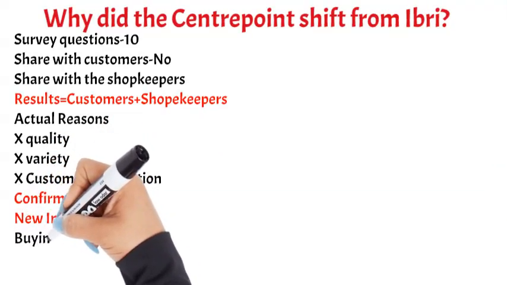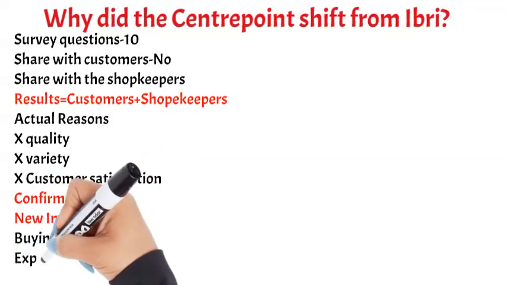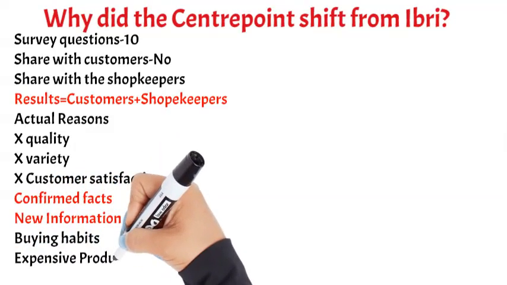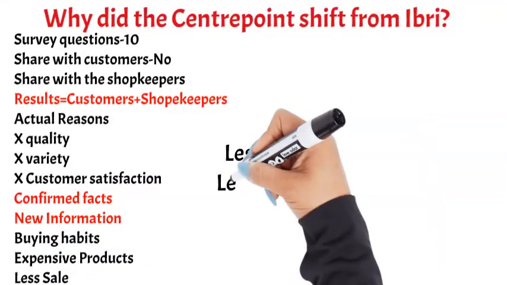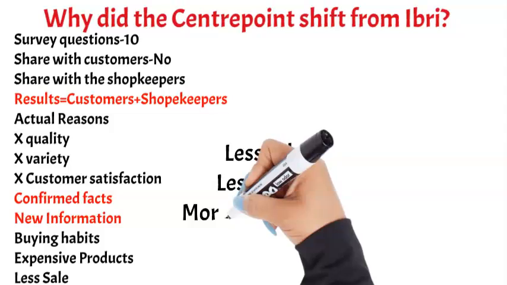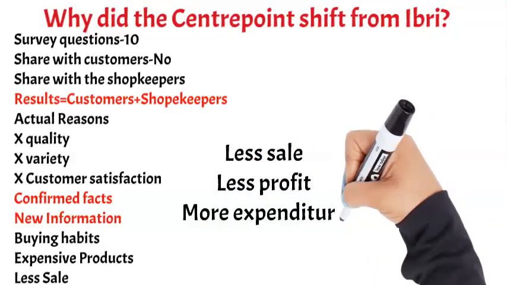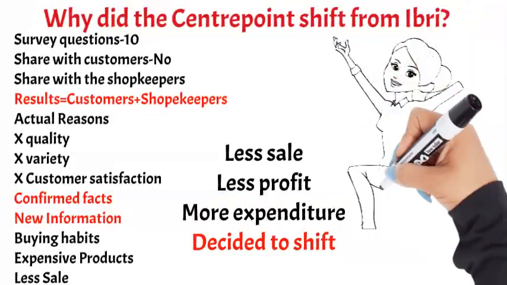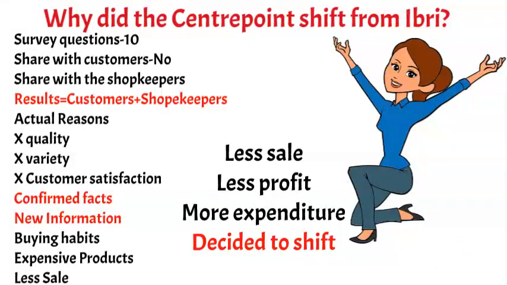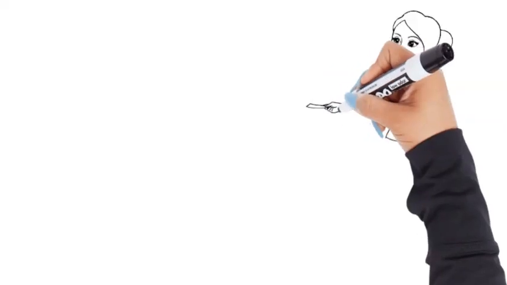But at the same point, I got new information. That was buying habits of the people. To them, the products were expensive. That's why there was less sale. And you know, when the sale is less, profit is less, and there is more expenditure. That's why they decided to shift. Ta-da! It's such a simple definition.